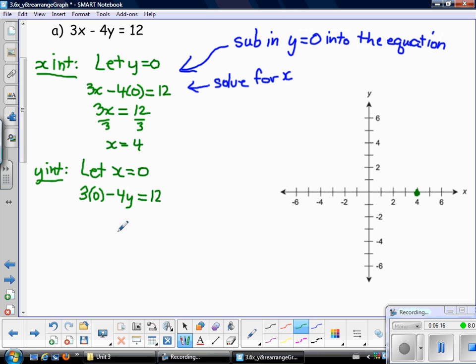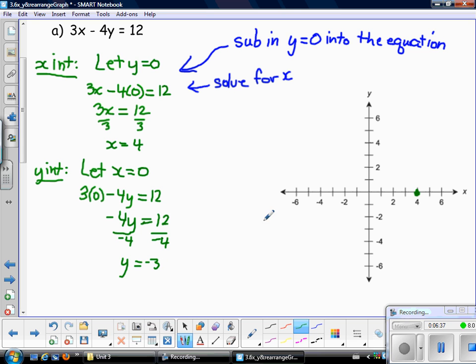We know 3 times 0 is 0, so we're left with negative 4y. Don't forget that sign. And finally, we need to get rid of that negative 4. It's being multiplied by the y, so we're going to divide both sides by negative 4. And what we have is y equals negative 3.